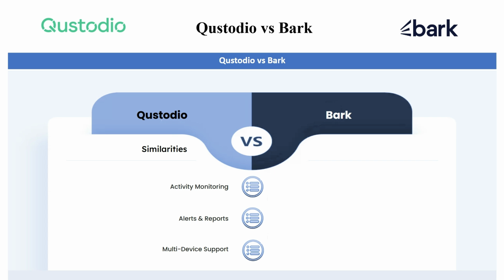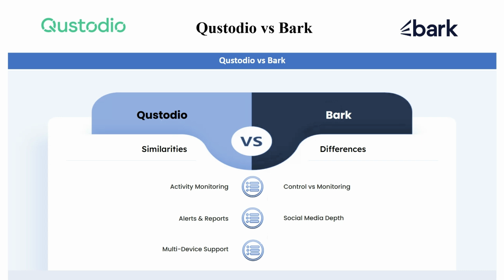Now let's get into the differences, and the first one that we have is control versus monitoring. This is the biggest difference. Qustodio is about control. You can block apps, set screen time limits, filter websites, and track location. But Bark is about AI monitoring. It scans texts, emails, and social media and only alerts you if something concerning appears. So if you want strict limits, then Qustodio is stronger, and if you want awareness without heavy restrictions, then Bark feels less invasive.